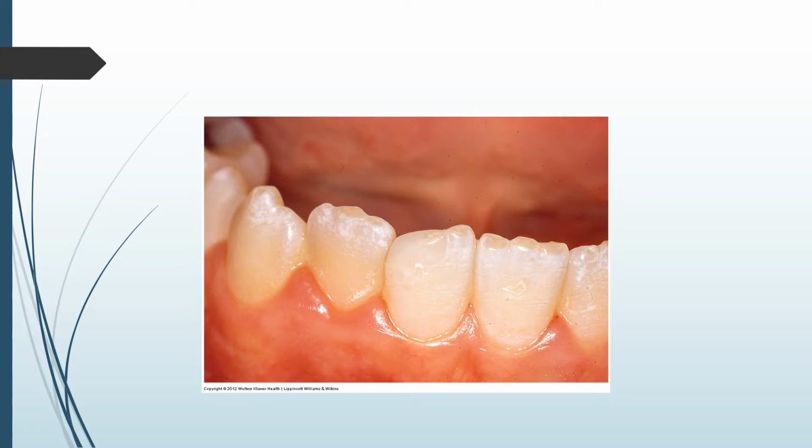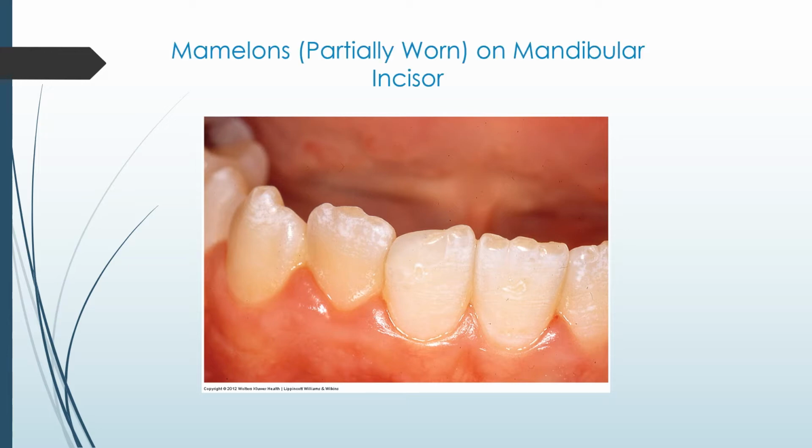So, clinically, if any patient who is in his second decade of life, or even later on, and you see mamelons, it means the patient has an open bite, and that individual is not actually occluding on those teeth. So this is an example of a partially worn mamelon on a mandibular incisor, and all of the mamelons get worn off with age, and this is considered to be normal.